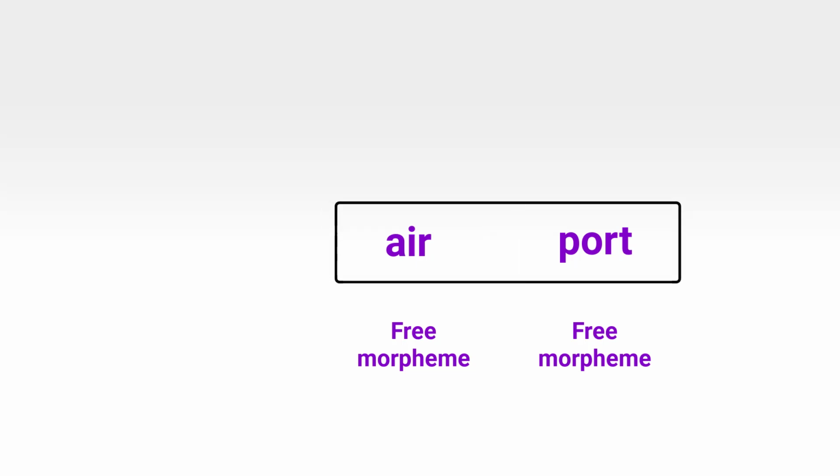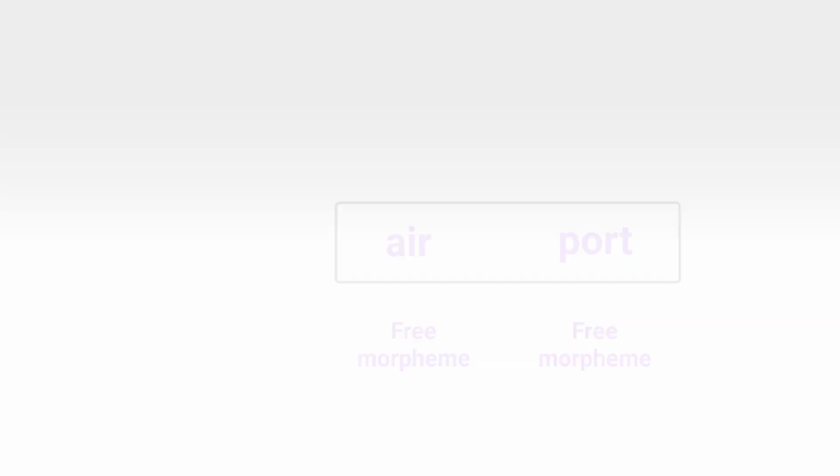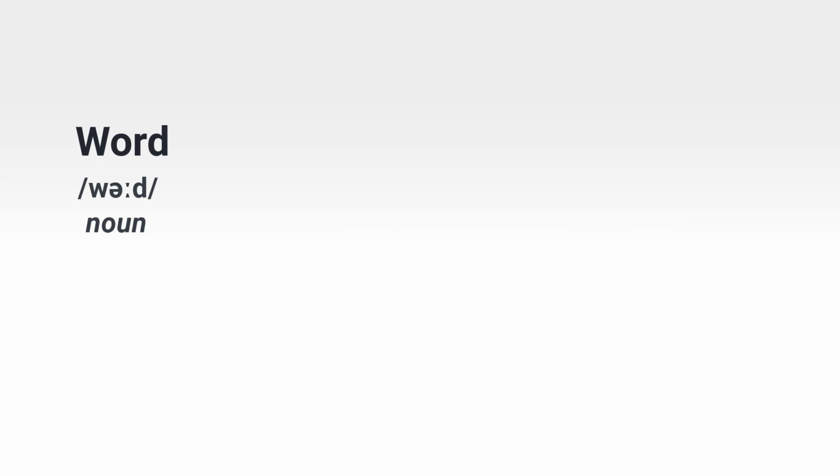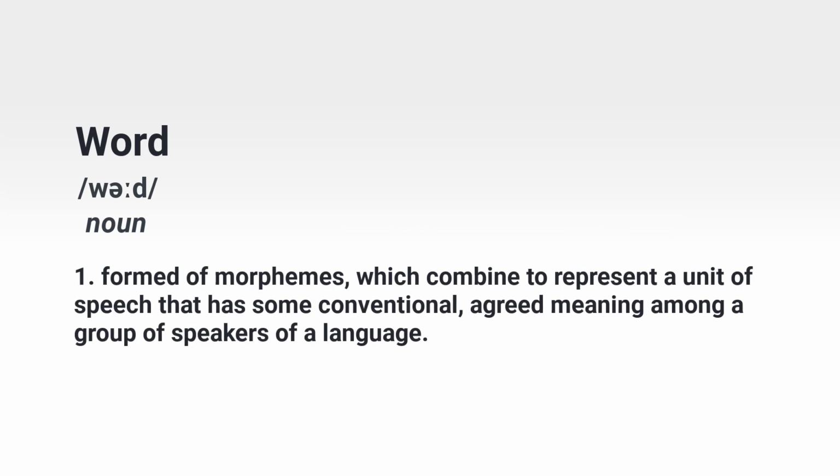Understanding morphemes is especially important for using dictionaries. Dictionaries do not list all possible words, but they do attempt to list all free morphemes as headwords. So if you can't find a new word in a dictionary, see if you can break it into morphemes and you may be able to crack its meaning. So we can now say that a word is made up of morphemes, which come together to represent a unit of speech that has some conventional, agreed meaning among a group of speakers of a language.